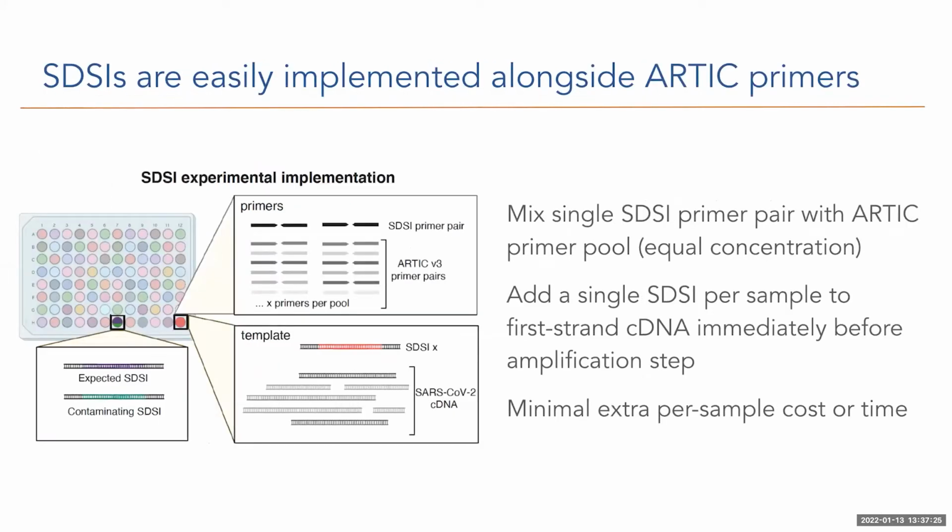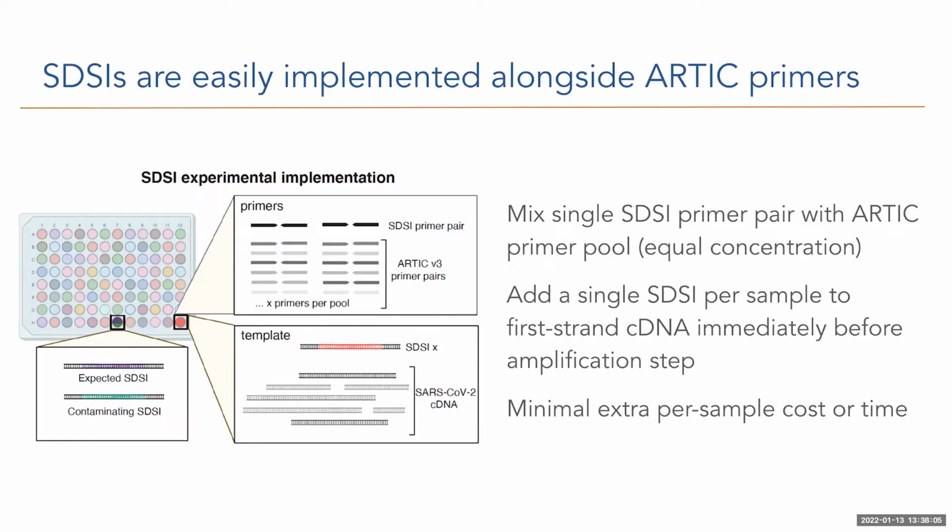The way that we use these is that, as I said, they're amplified by a single primer pair. So we mix this single primer pair with the ARTIC primer pools, both pool 1 and pool 2. And then we add a single SDSI per sample in our plate. That's shown in the graphic here. Normally we add SDSI 1 to the first well and so on, but it doesn't really matter so long as you know which spike-in you're adding to which well, so you can retrieve that information at the end. So we add a single one of these SDSIs. I don't think I defined it before it was on a slide: synthetic DNA spike-in is what we call them, SDSI for short.